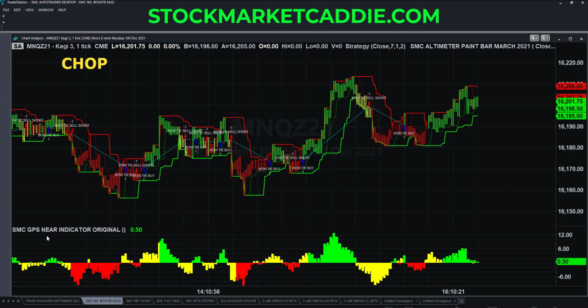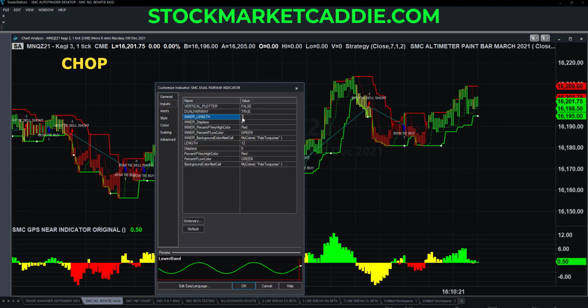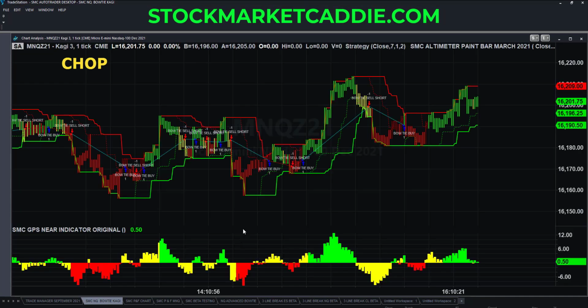But here, this is actually the GPS near indicator. I happen to have this on, and this is going to be more active than the GPS distant. It's going to be much the same, but you're going to get many more signals. You may want to slow it down with the GPS distant. And then here is this tool, the dual fairway. Again, it's set at 3, but let's slow it down, and you could even slow it down further. So we make the inner length 10 and make the outer 20, and you can begin to see, and even here, you see the level of support, and now we're starting to step up.